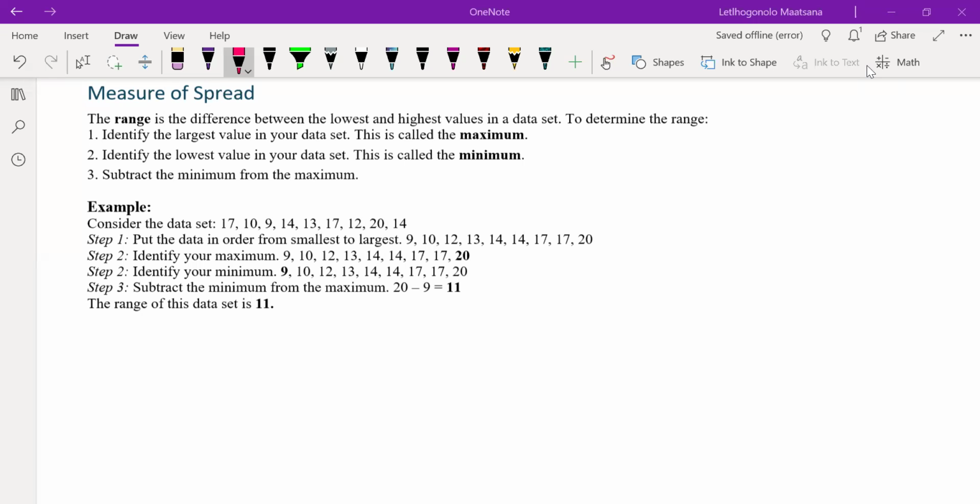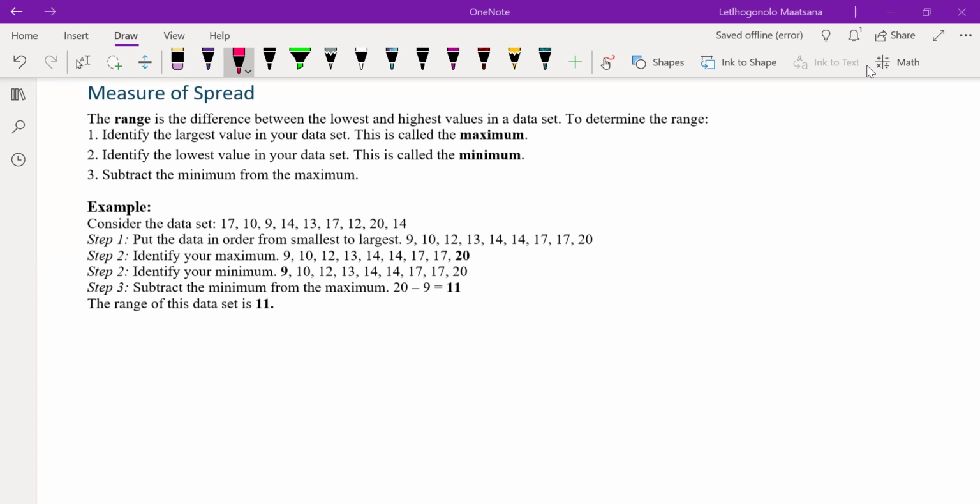Hi, in today's class, we're going to talk about the measure of spread. In order for us to see how spread our data is, we're going to use the range. The range is the difference between the lowest and the highest value we have in a data set. To determine the range, you will need to identify the largest value in your data set, called the maximum, and also identify the lowest value in our data, called the minimum. Then we are going to subtract the minimum from the maximum.